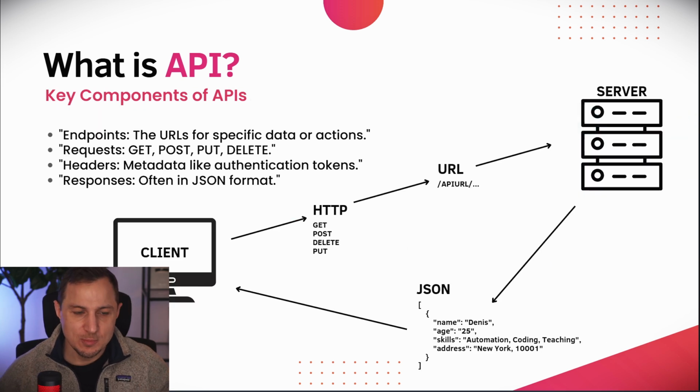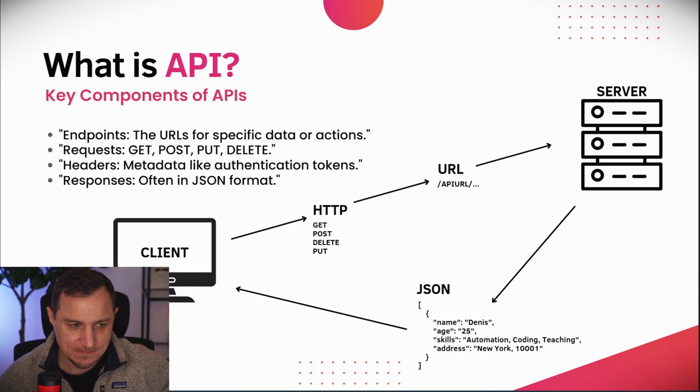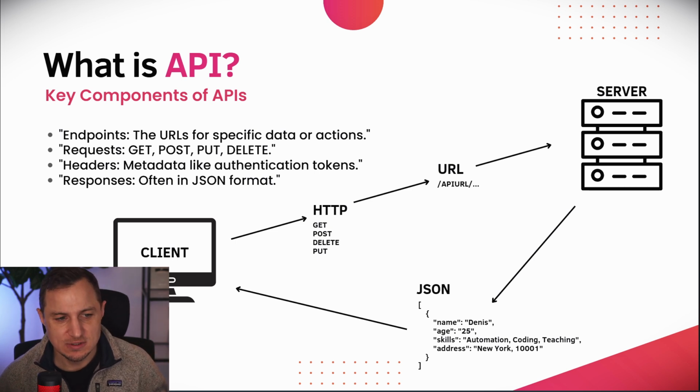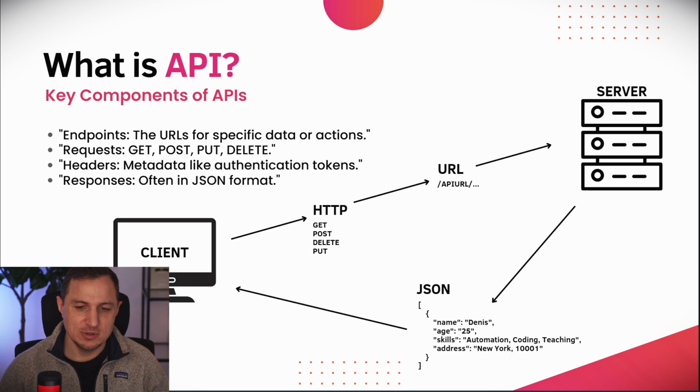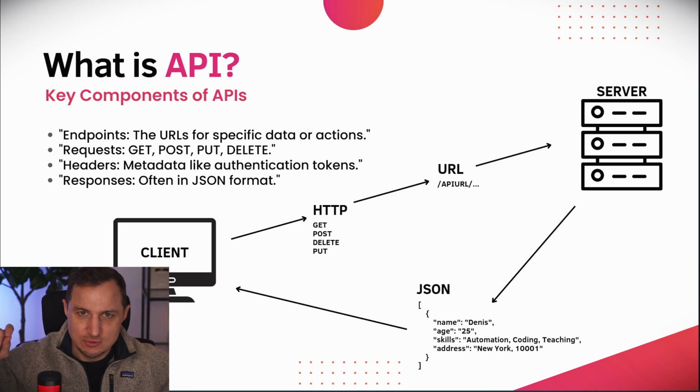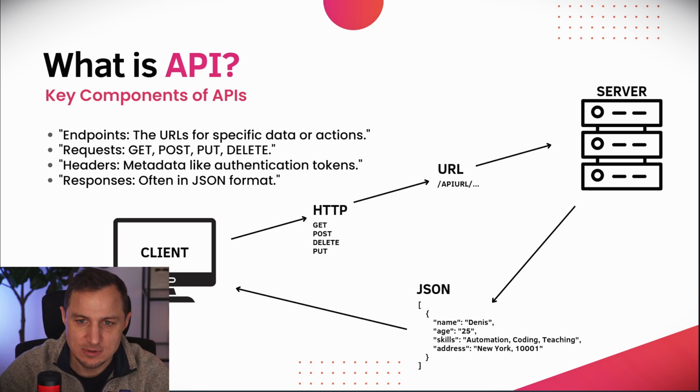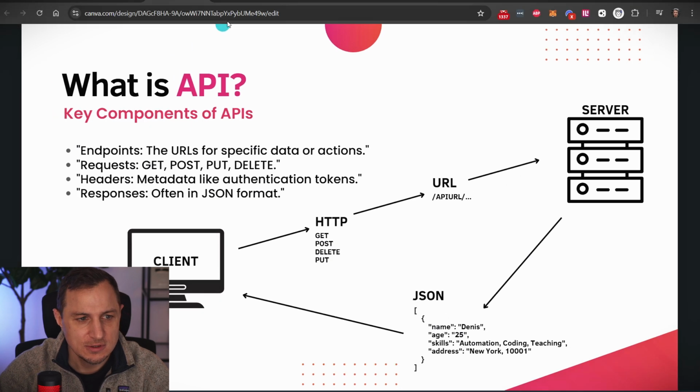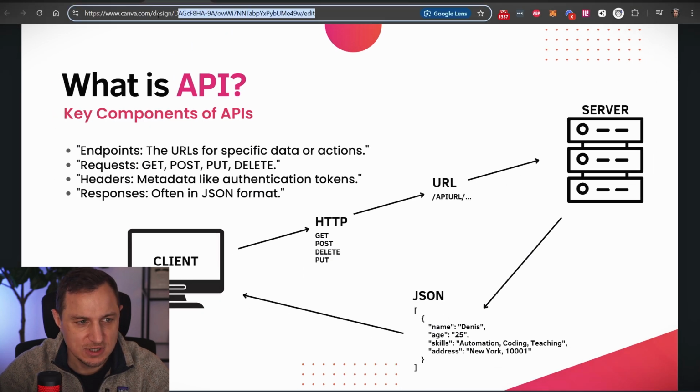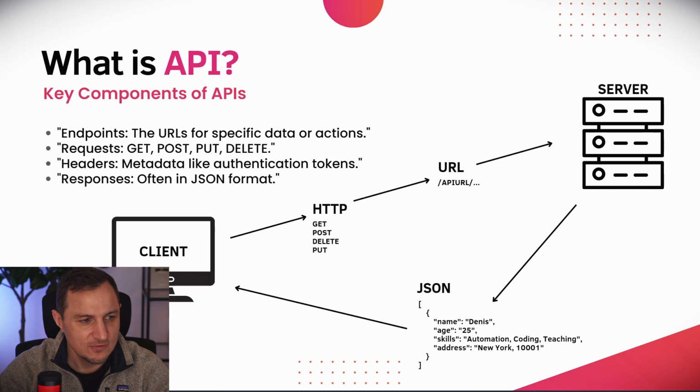So what are key components of APIs? Well, there are the endpoints, and the endpoints are the URLs for specific data or actions. An endpoint is just the link that you enter into your URL tab, for example. So let me show you. This here has the endpoint edit, or this entire URL with the endpoint edit. And this is the action where it says, well, I can edit this presentation, for example.